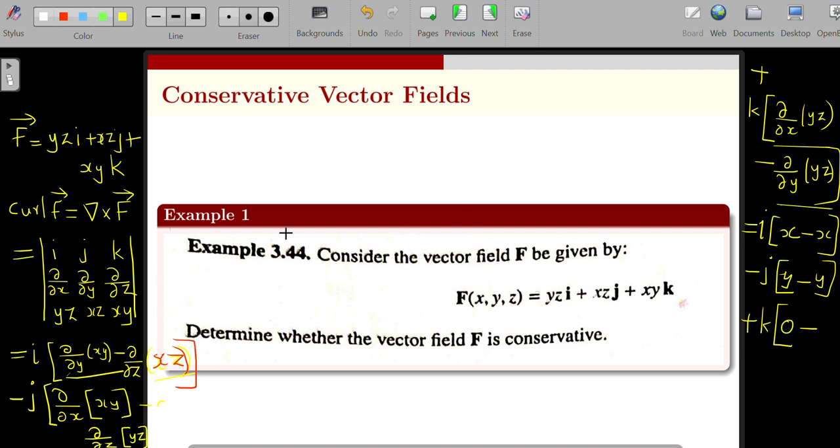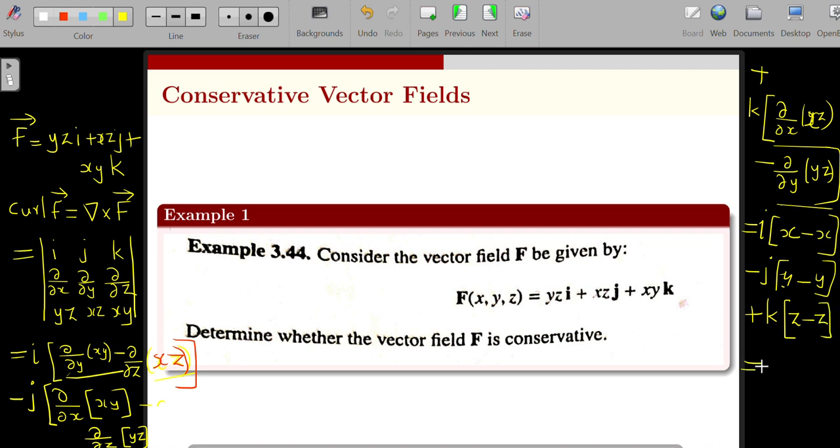Here is a small mistake. That was actually dou by dou x of xz. It was not yz. It was dou by dou x of xz. So here we have a small correction. It was actually not k into 0. Let us write the correct expression. It was plus k into dou by dou x of xz, which is z, minus dou by dou y of yz, which is again z.